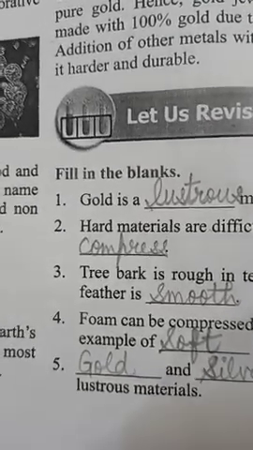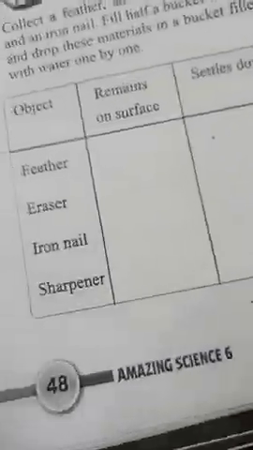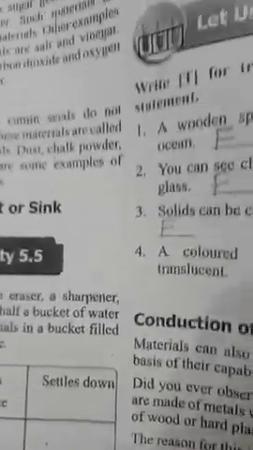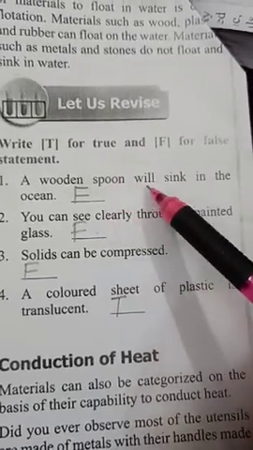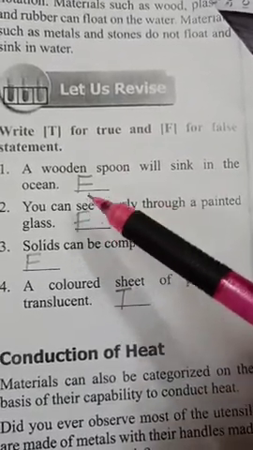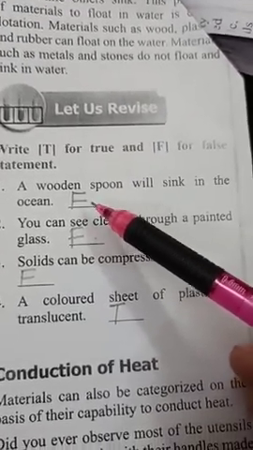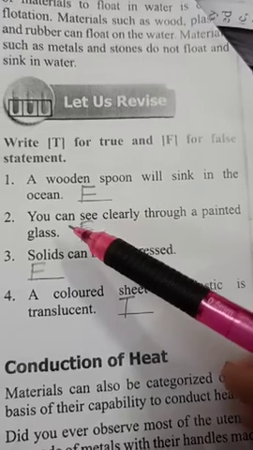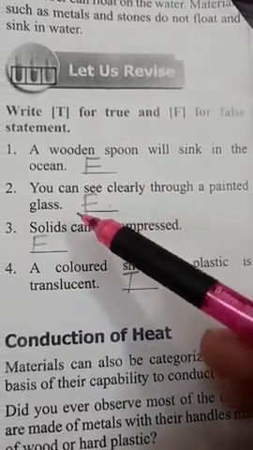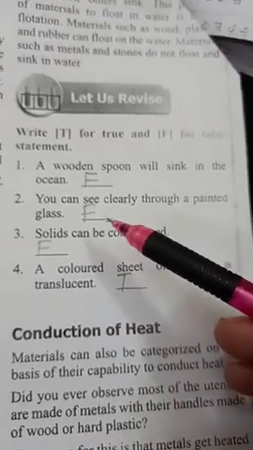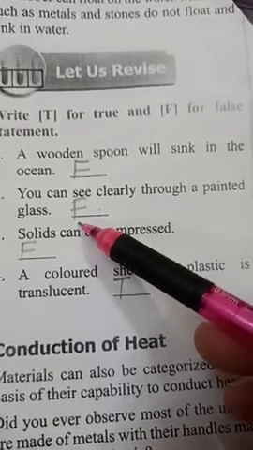So these are the fill in the blanks. After this, page number 48 in new book, they have given true or false. A wooden spoon will sink in the ocean. No, it is false. Wood always float on the surface of water. So it is false. You can see clearly through a painted glass. You know that painted glass is always opaque. We can't see clearly through it. So it is also false.